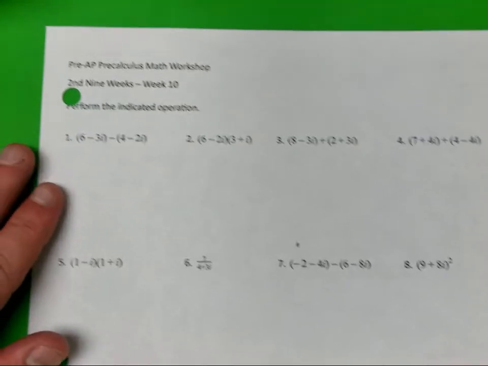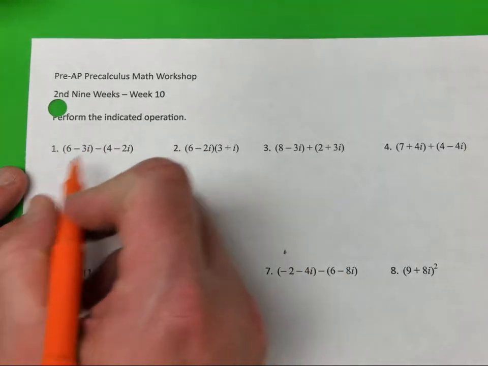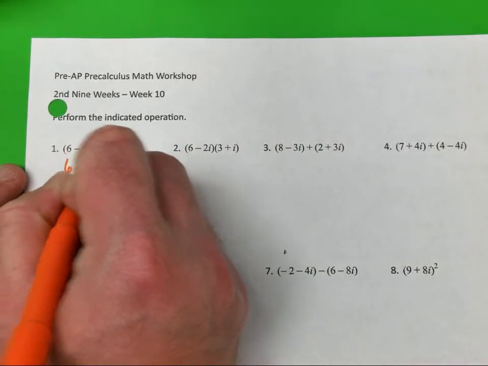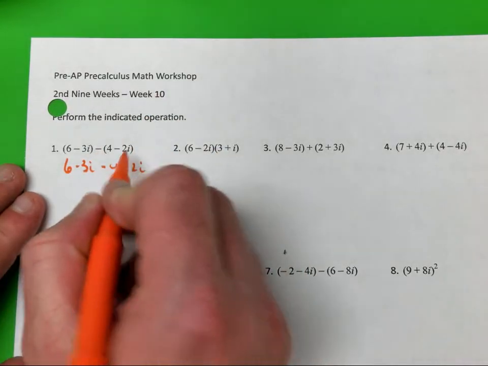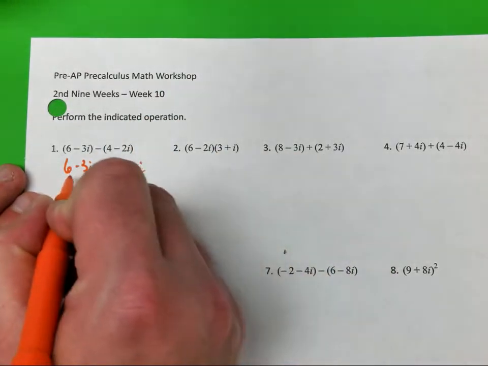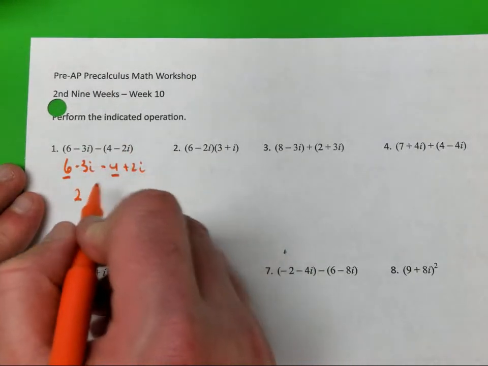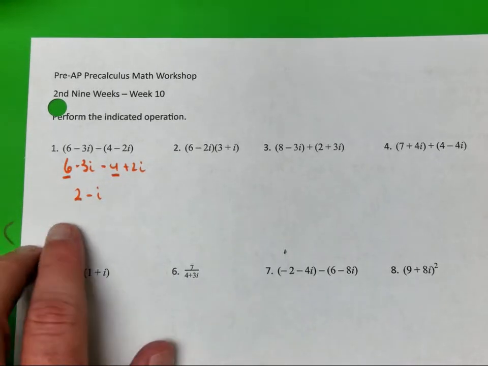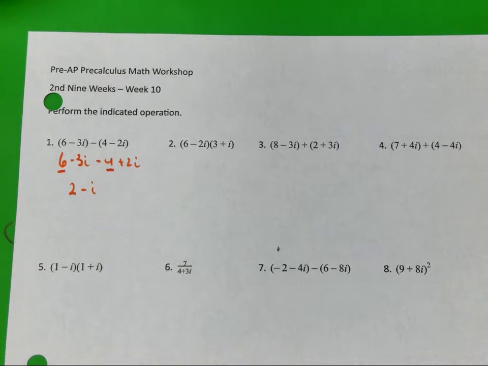So let's look at number 1 right here. We are subtracting these complex numbers. So what does this minus do to everything? Changes sign. So I'm going to rewrite this as 6 minus 3i minus 4 plus 2i. Changes all the signs in the second parentheses. You're going to combine like terms. That gives you 2, negative 3i and 2i gives you a negative i. So 2 minus i. Remember, in complex numbers, you write your real part first and your imaginary component second, okay?